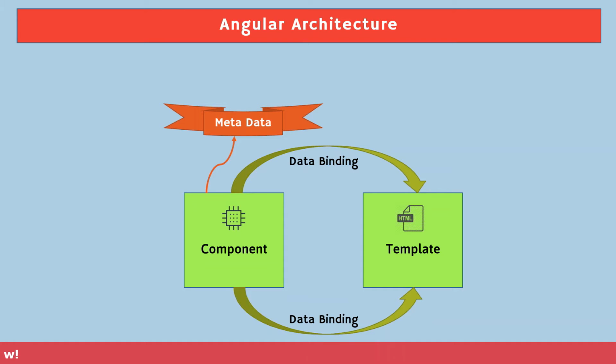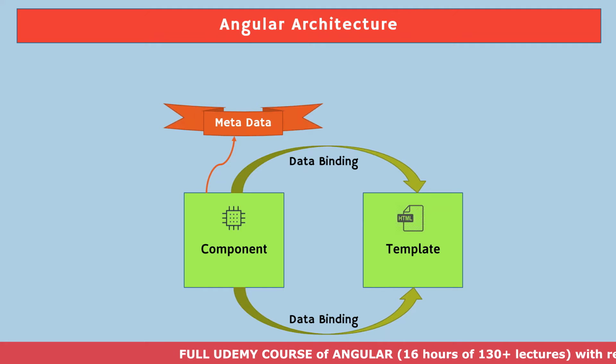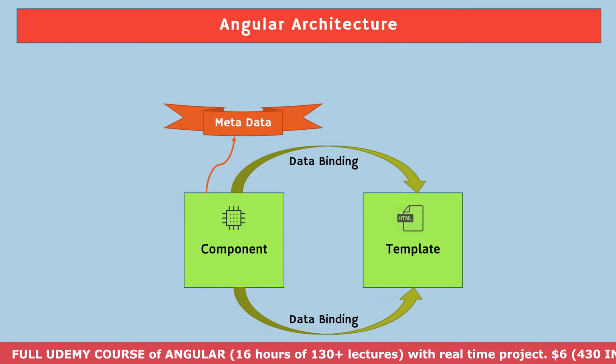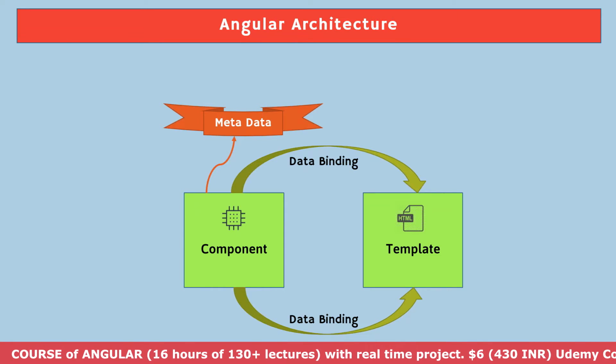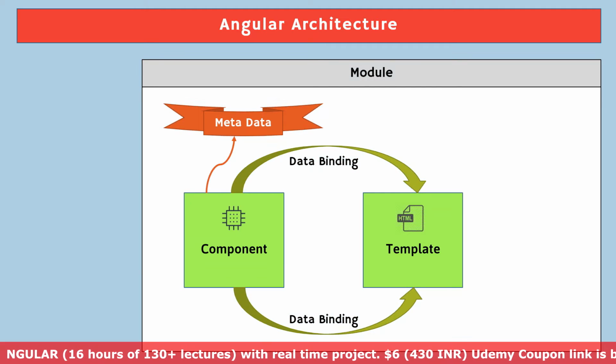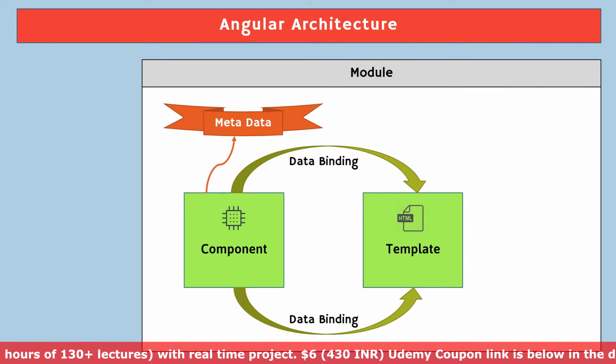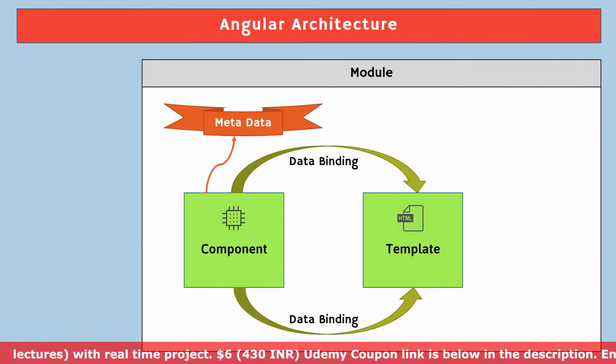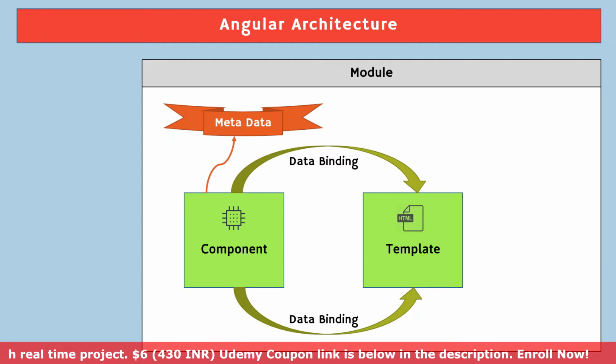The metadata is additional details about the specific class. Here components, directives, modules and services are the classes. That means all of these components, directives, modules and services contain their own metadata. Modules are mainly used to group up the related components. In general, every project module is created as a module.